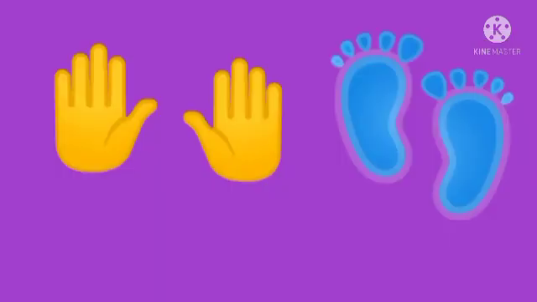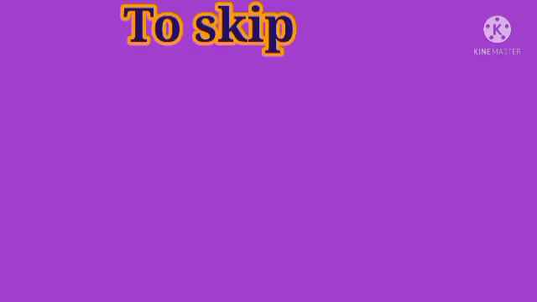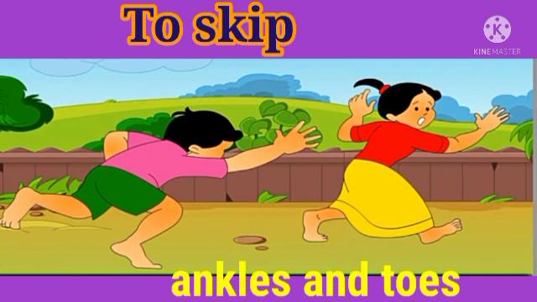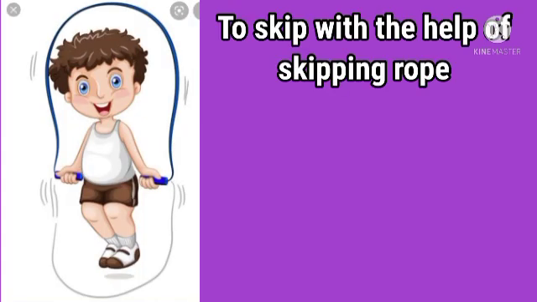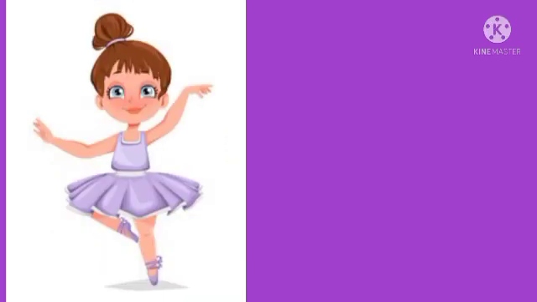Toes means what? Similar to the fingers of the hand. As you have 5 fingers on your hand, in the same way at the end of the foot there are 5 fingers, that is the toes. Okay. To skip. So here ankles and toes are used. In the next picture, to skip with the help of the skipping rope. So in this picture, which parts of legs are used here? Ankles and the knees. In the next picture, the girl is dancing.